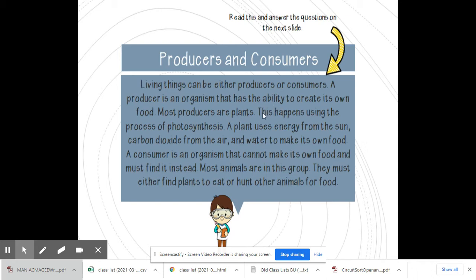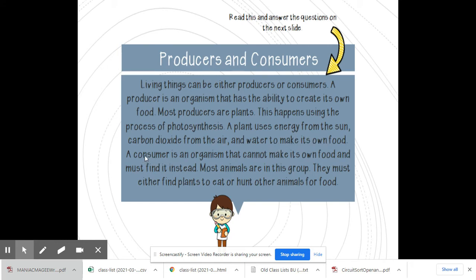And how do plants make their own food? Is through this process called photosynthesis. It all begins with the letter P. Plants are producers because they make their own food through a process called photosynthesis. A plant uses energy from the sun, carbon dioxide from the air, and water to make its own food.